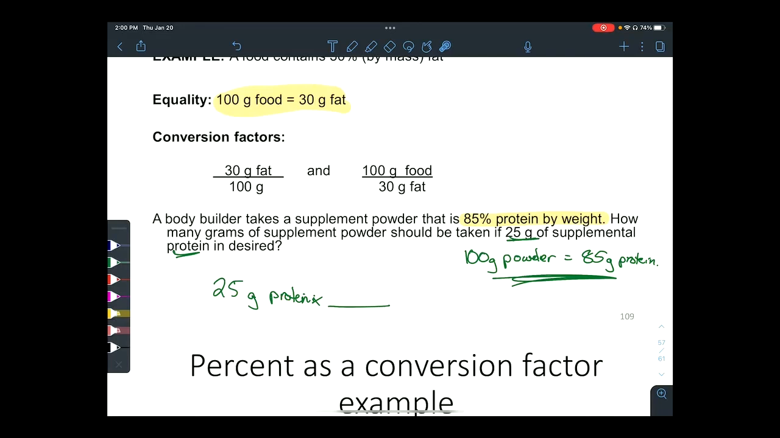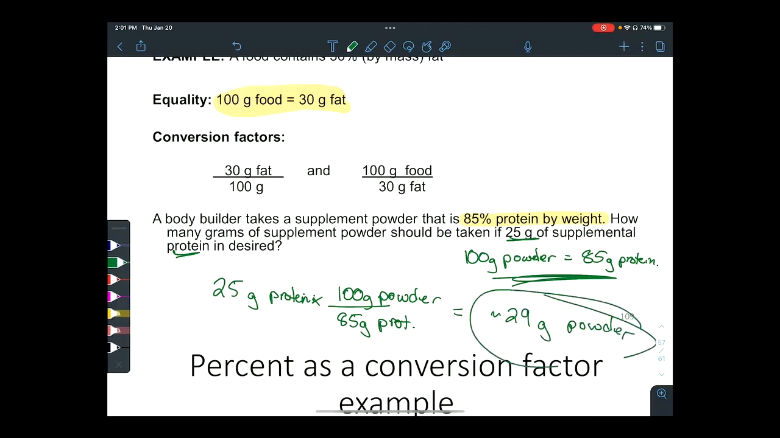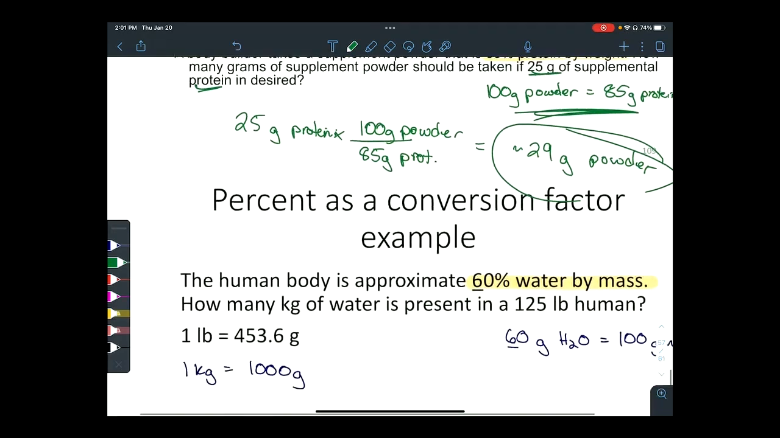I'm in 25 grams of protein, so I want to put the 85 on the bottom of my dimensional analysis. So what goes up top? The 100 grams of the powder. This is how much protein powder that this person needs to eat to get 25 grams. So 25 times 100 divided by 85, they need to eat about 29 grams of powder in order to get 25 grams of protein. In this case, we divided by the 85 to get that answer.